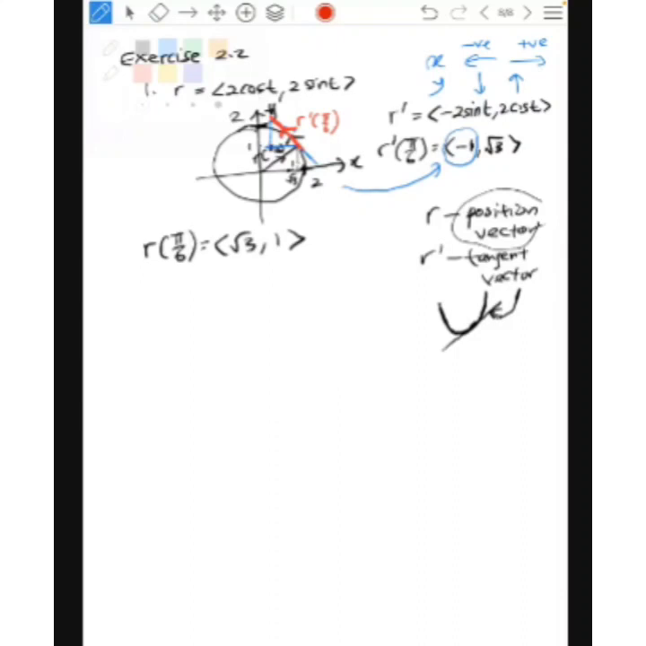And then for pi over 6, you just substitute the value of t equals to pi over 6 into your r prime. That one just use the calculator, you press it. Can? Okay, thank you. Alright. Okay, any other question?